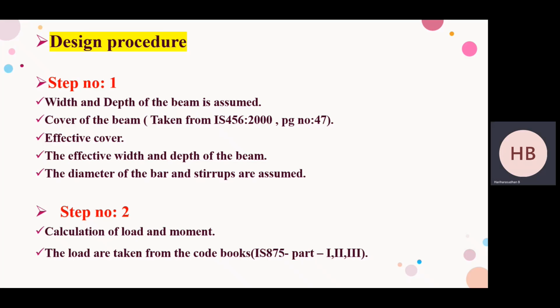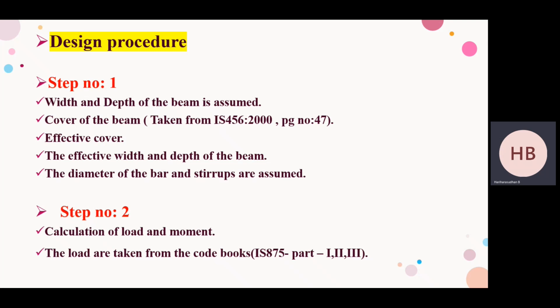Now let's get into the design procedure of a spandrel beam. Step number 1 to be followed is that the width and depth of the beam are to be assumed. Then the cover of the beam can be assumed or taken from IS 456-2000, page number 47. Then the effective cover can be found out by a formula. For example, effective cover is equal to nominal cover plus diameter of bar plus diameter of stirrups divided by 2.